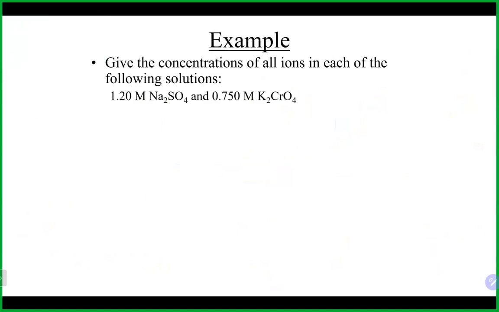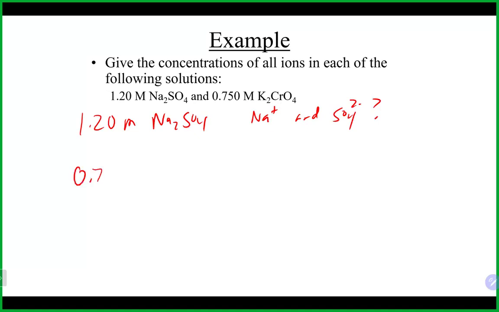So why don't you try this? What is the concentration of each of the ions in these two separate solutions? For the first one, 1.2 molar sodium sulfate, what are the sodium ion and sulfate ion concentrations? And for the other one, 0.75 molar K2CrO4, what is the concentration of K+ and the CrO4 2- in this case?